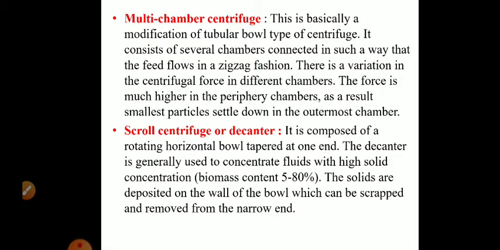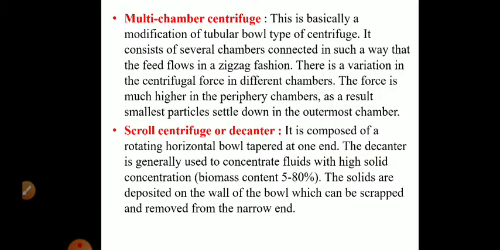Then the last one is the scroll centrifuge or decanter. The scroll decanter consists of rotating horizontal bowls tapered at one end. So these are rotating horizontal bowls which are tapered at one end. The decanter is generally used to concentrate fluid with high solid concentration. When the biomass content is up to 80%, that is, the solid material is higher in concentration, we can use a decanter. The solids are deposited on the walls of the bowl, which can be scraped and removed from the narrow end.